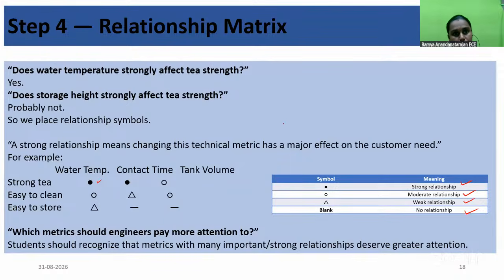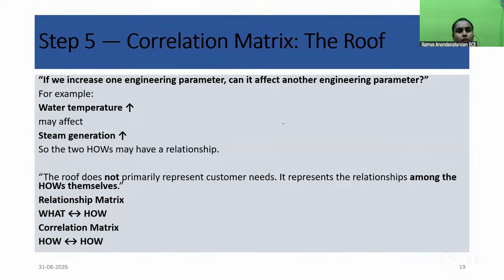Once the relationship matrix is over, we'll go to step 5, that is we are going to form the correlation matrix, the roof of the HOQ. That is, if we increase one engineering parameter, can it affect another engineering parameter? For example, if we increase the temperature of water, it will obviously affect steam generation. So what is the relationship between the metrics? What is the relationship among the metrics is listed now in the roof of the matrix, that is the correlation matrix.